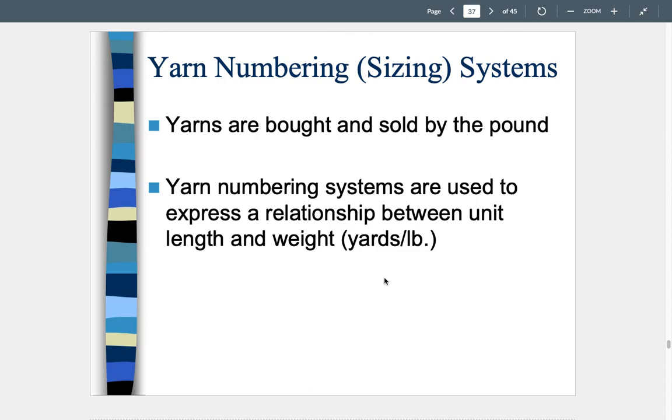But we need to have some type of system to be able to connect the size of the yarn to this sales system, the way that we sell them. So yarn numbering systems are used to express a relationship between unit length and the weight, so the yards per pound, okay? I know this sounds a little bit confusing, but again, this is just a way for us to distinguish the size of the yarn in comparison to the weight of it, because yarns are sold via weight.